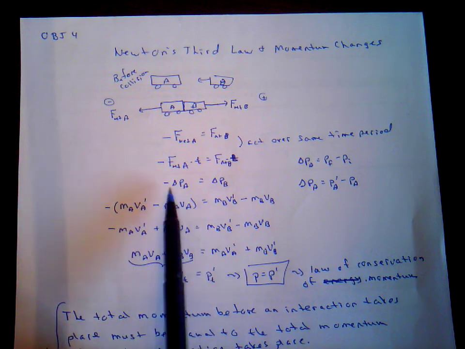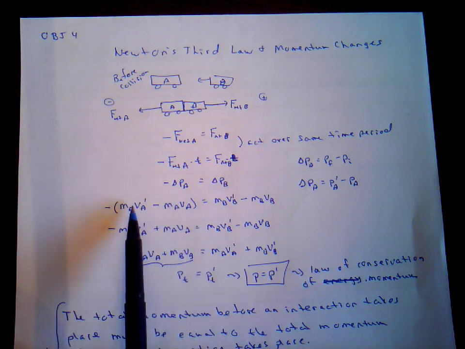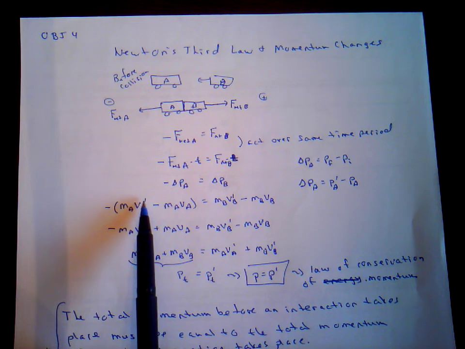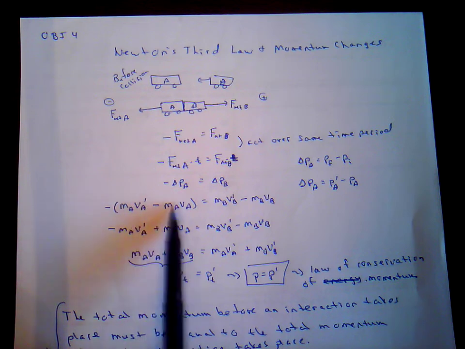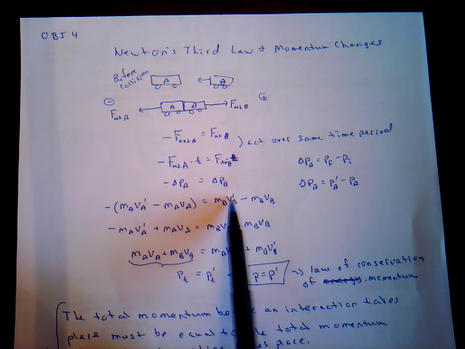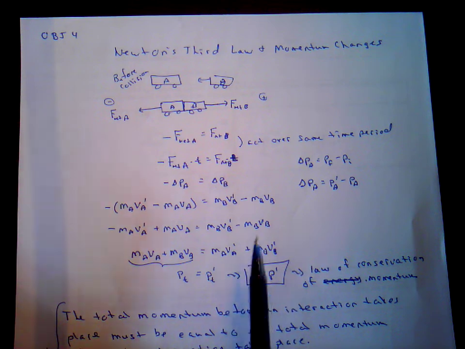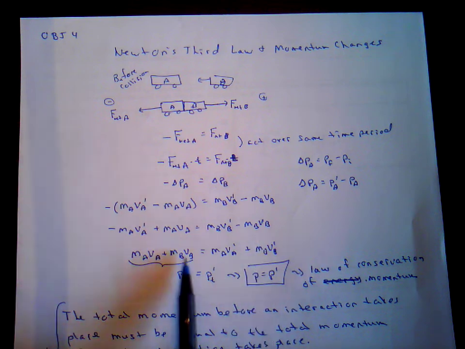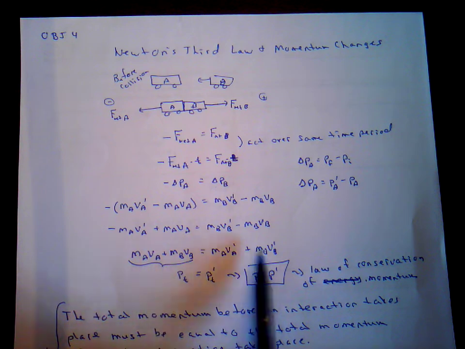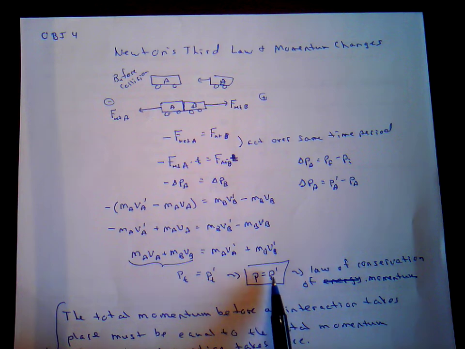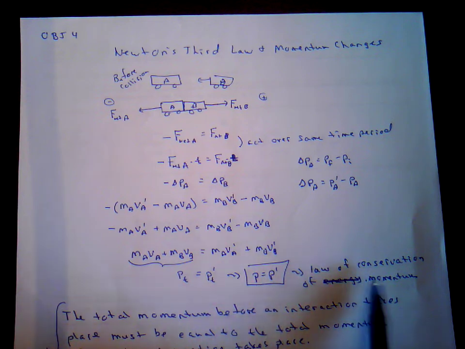So we put the change in momentum, this is the final momentum of A. We use prime to represent final conditions. So this is the final momentum of A minus the initial momentum of A. This is the final momentum of B minus the initial momentum of B. Then we just rearrange the equation to get all the before momentums on the left side and all the final momentums on the right side. We end up getting this equation, which means the total momentum before the interaction takes place must be the same as the total momentum after the interaction takes place. This is the mathematical representation of the law of conservation of momentum, written out in sentence format.